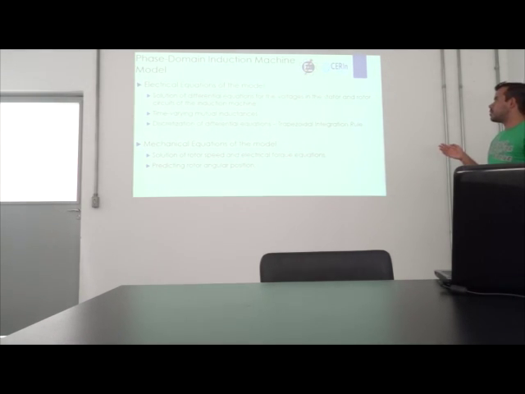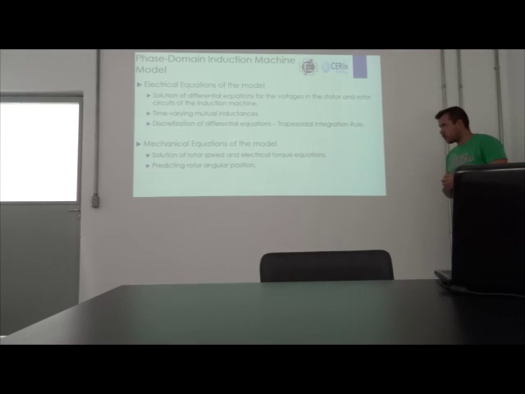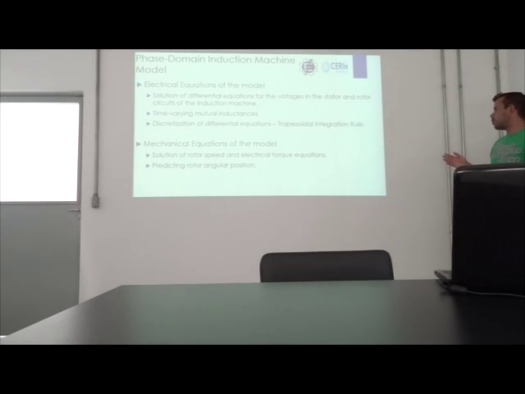In the electrical equations of the model, we see the solutions of the differential equations for the voltage in the stator and rotor circuits of the induction machine. In these voltage equations, we have time-varying multiple inductances, and we use the trapezoidal integration rule to discretize the differential equations. And in the mechanical equations of the model, we're going to see a solution of the rotor speed and electrical torque equations, and we're going to understand how to predict the rotor angular position.